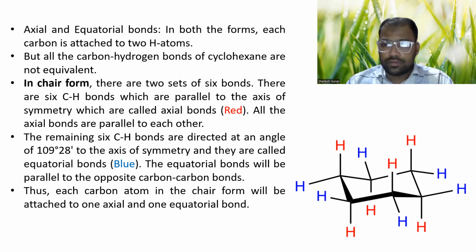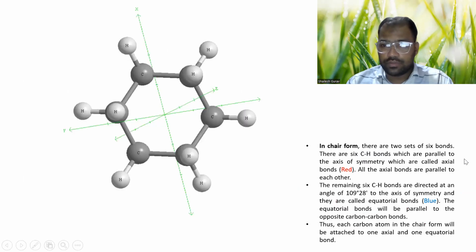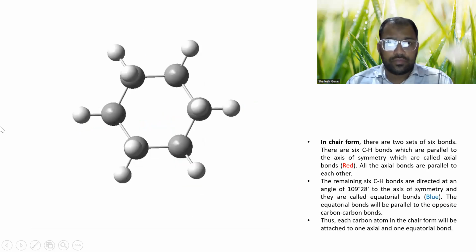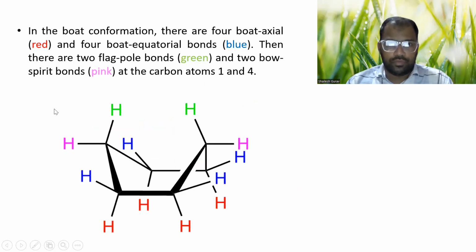Then the other conformation that is present over there is the boat conformation. So in boat conformation, there are four boat axial bonds and four boat equatorial bonds. You can clearly see here the carbon-hydrogen bonds between this red hydrogen and the carbon, that are called axial.